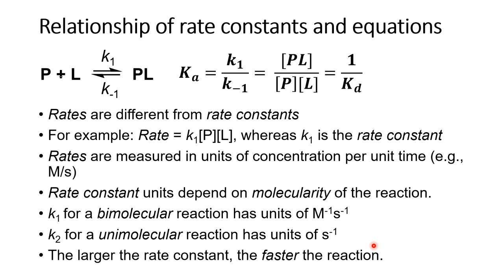If we have two rate constants with the same molecularity, or the same units, we can say the larger the rate constant, the faster the reaction is. That is how we can determine quantitatively, if we can quantify these rate constants, we can compare reactions to each other as to which one is faster and which one is slower.